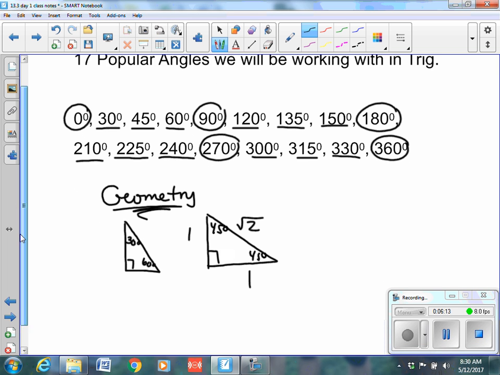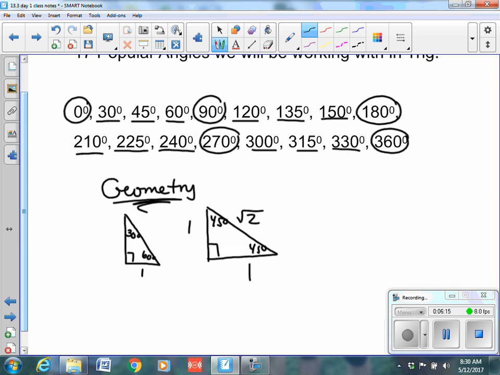And then some of you already know how a 30, 60, 90 works because you had geometry last year. Opposite of 30 is a 1. Opposite of 60 is a square root of 3. And the hypotenuse on a 30, 60, 90 triangle is a 2. And you have to memorize these two triangles over the weekend. Is it hard to memorize these two? Not like other classes where you have to memorize a lot of stuff. It's only two triangles. Again, it goes 1, 1, square root of 2 for that one.